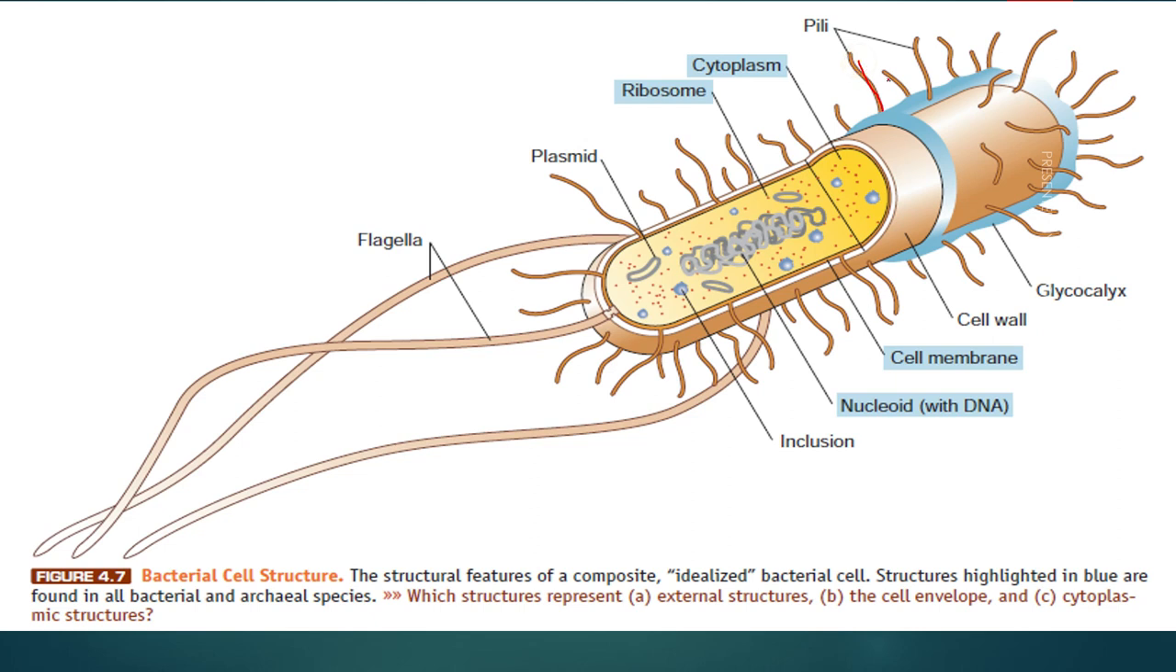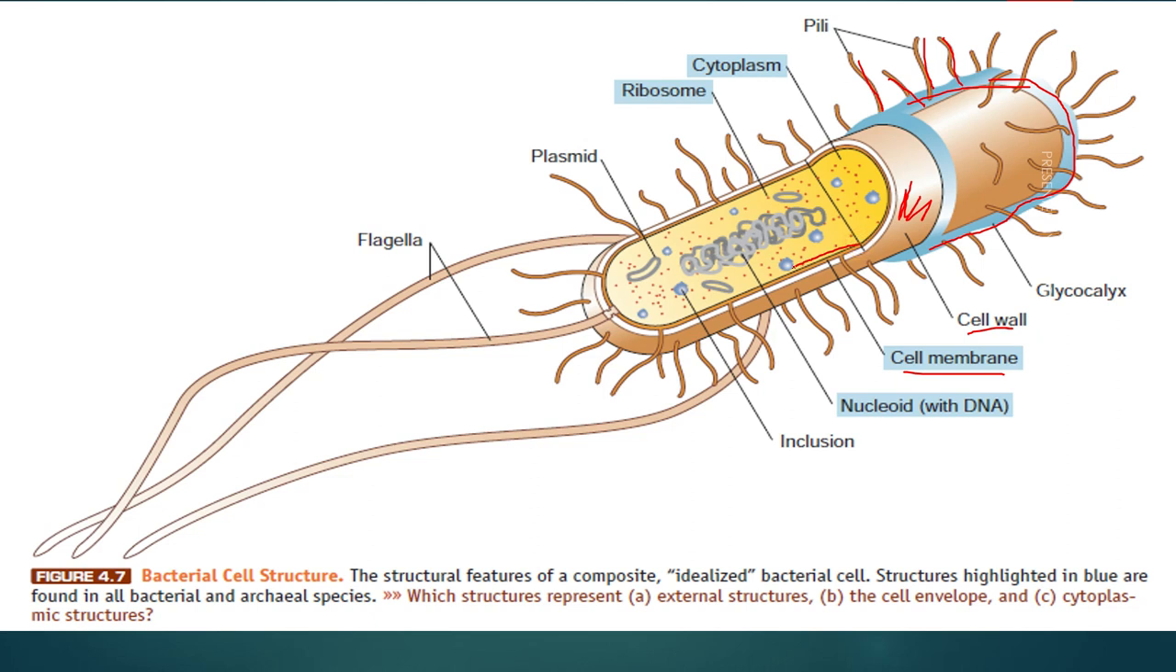So these are the pili. Here we can see the pili, which help the bacteria transfer genetic material from one bacterial cell to another. Next is the glycocalyx. This sky-colored part is the glycocalyx, the sticky portion for attachment. Next is the cell wall. This is the cell wall, which gives shape and protects the bacterial cell, acting as a protection layer. Next, inside the cell wall, the component present is the cell membrane. This is the cell membrane.